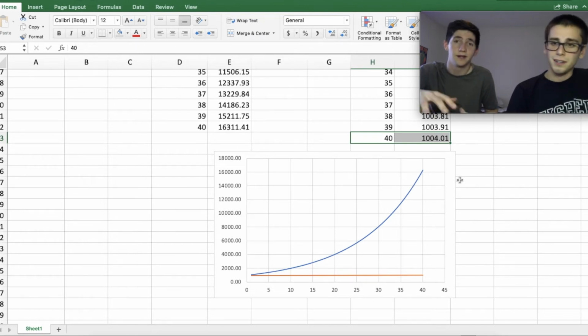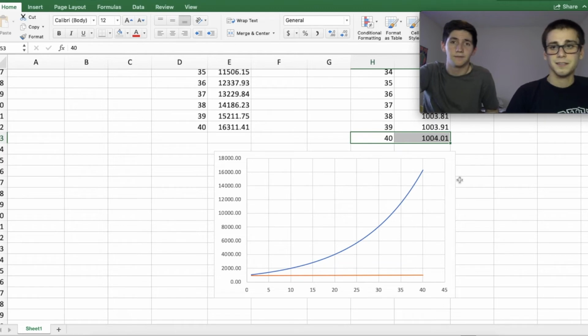Right. And as a side note, in the savings account, you're actually losing money with inflation. Inflation decreases the value of your money every year. So your $1,004 after 40 years isn't going to be worth that. It'll be worth significantly less based on the time value of money. And that's another whole thing we can get into some other day in another video.